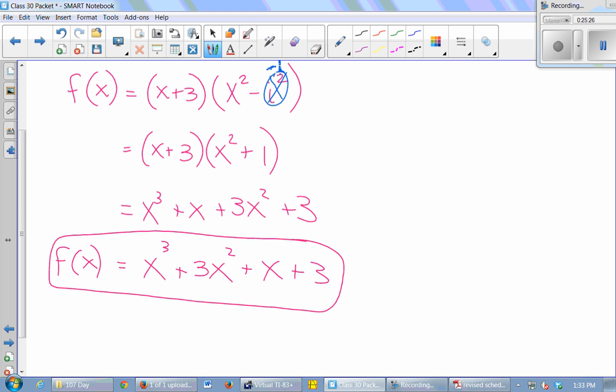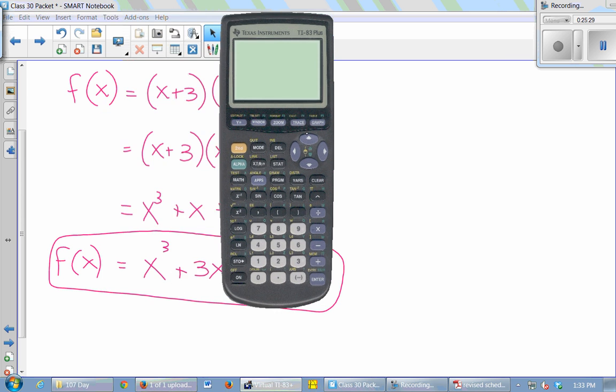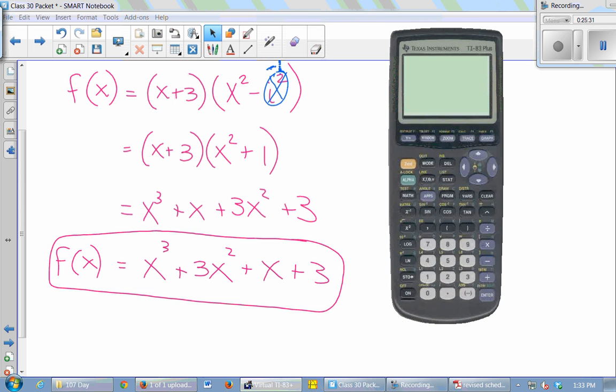Let's check that it satisfies all the conditions that it was supposed to. I'll use my graphing calculator. All right, so in y equals, I'm going to put this function that I just found, x cubed plus 3x squared plus x plus 3. And I'll just do zoom 6. It does look like it has an x-intercept at -3. But my other zeros are at i and -i. Where are those on here?